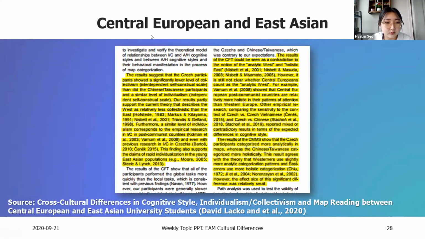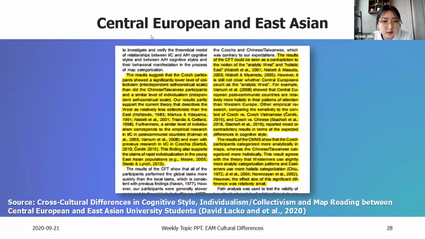The next journal was talking about the comparison between Central European and East Asian, and this helped me see that the differences between East and West when we are talking about culture is not based on the geography, like how close the countries are located.